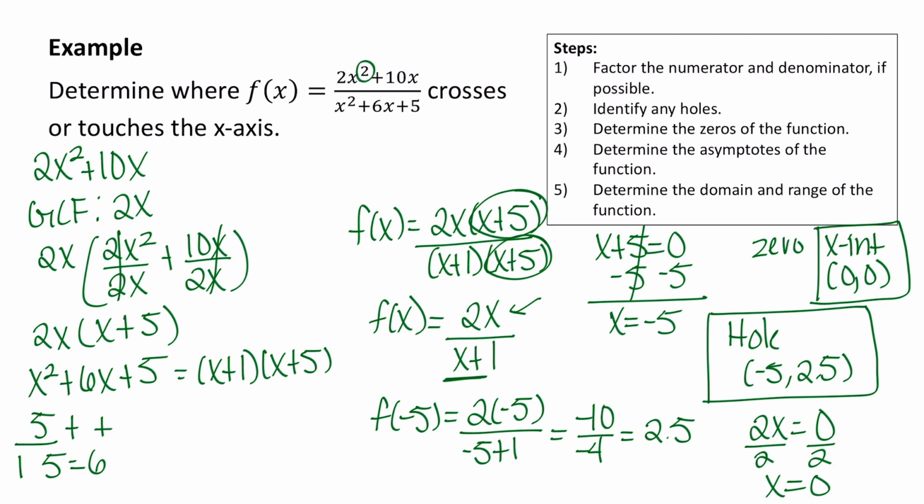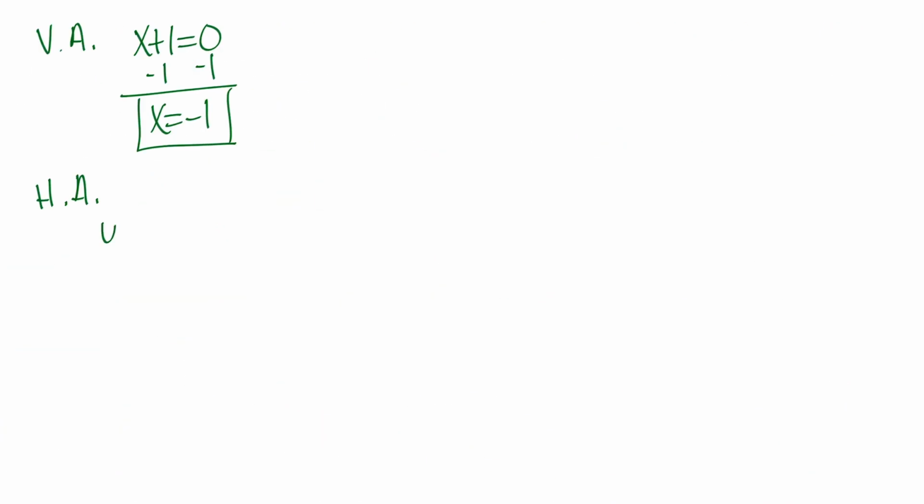The horizontal asymptote, we look at the degree of the numerator and denominator. Well, notice that both of these have degree 2. Okay, so we're going to take the ratio of the leading coefficients, which are 2 and 1. So we have y equals 2 over 1, which equals 2. So the horizontal asymptote is going to be at y equals 2.